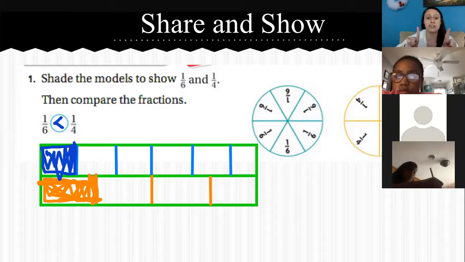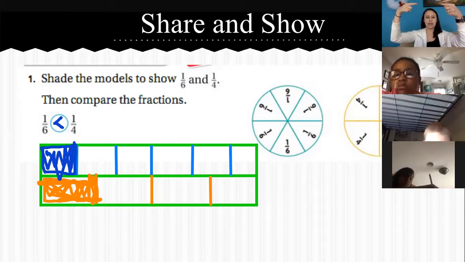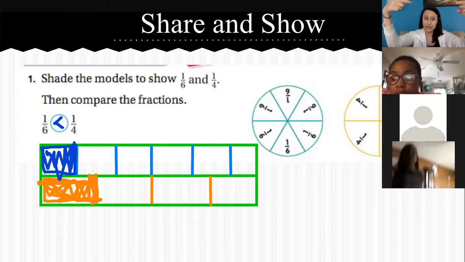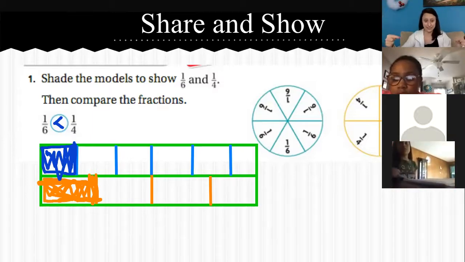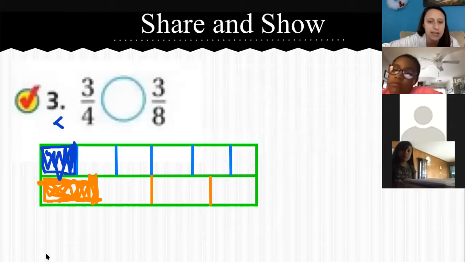If our denominators are the same, we look at our numerator, and the numerator that is larger is our bigger piece. But if our numerators are the same and our denominators are different, we look for the smaller denominator because those are going to be bigger pieces. Okay? Does that make sense? Yes? Okay, so let's go to the next slide.